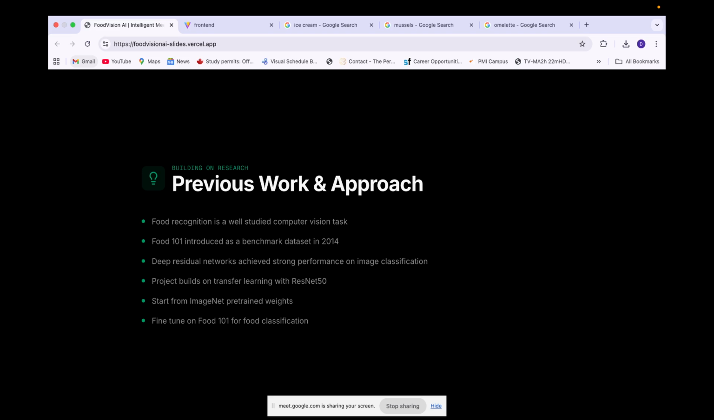Then came deep learning methods with the deep residual network, which became the standard for image classification. Architectures like ResNet used skip connections to train deep networks without the usual vanishing gradient problem, and achieved very strong performance on large-scale datasets. Even for our project, we are using a ResNet 50 based architecture. We leverage transfer learning from ImageNet, and then we use it to classify the Food 101 dataset images.